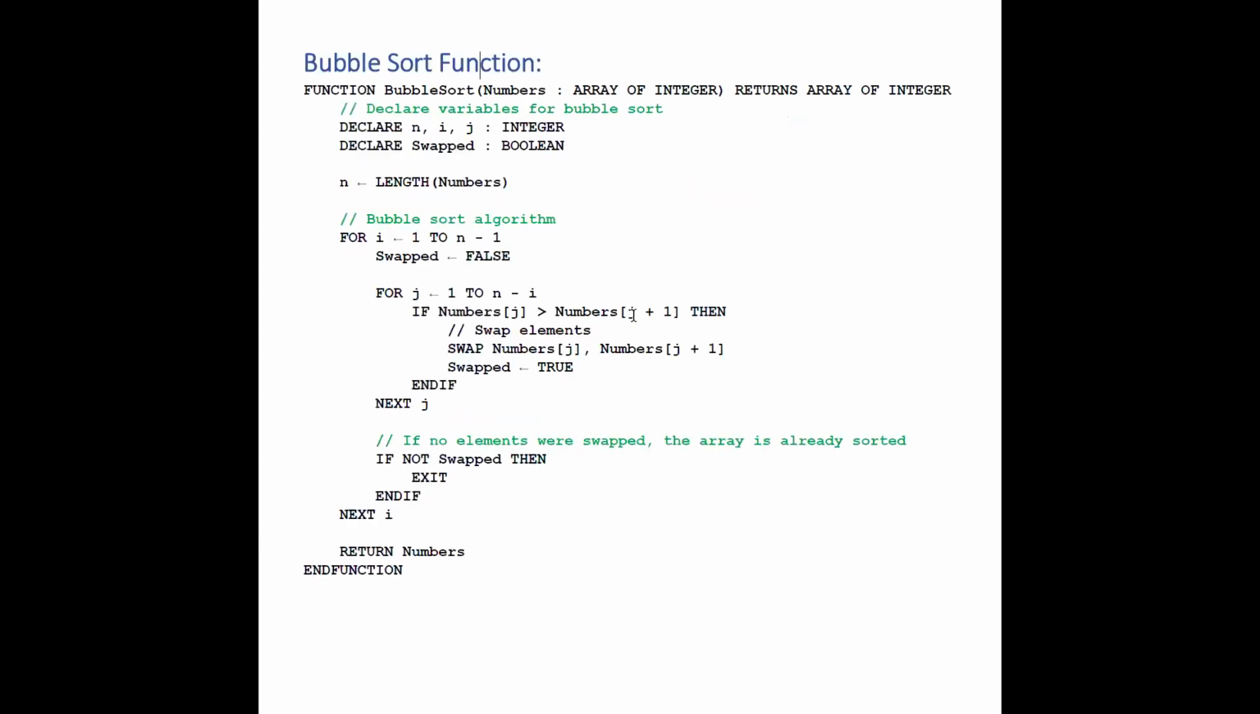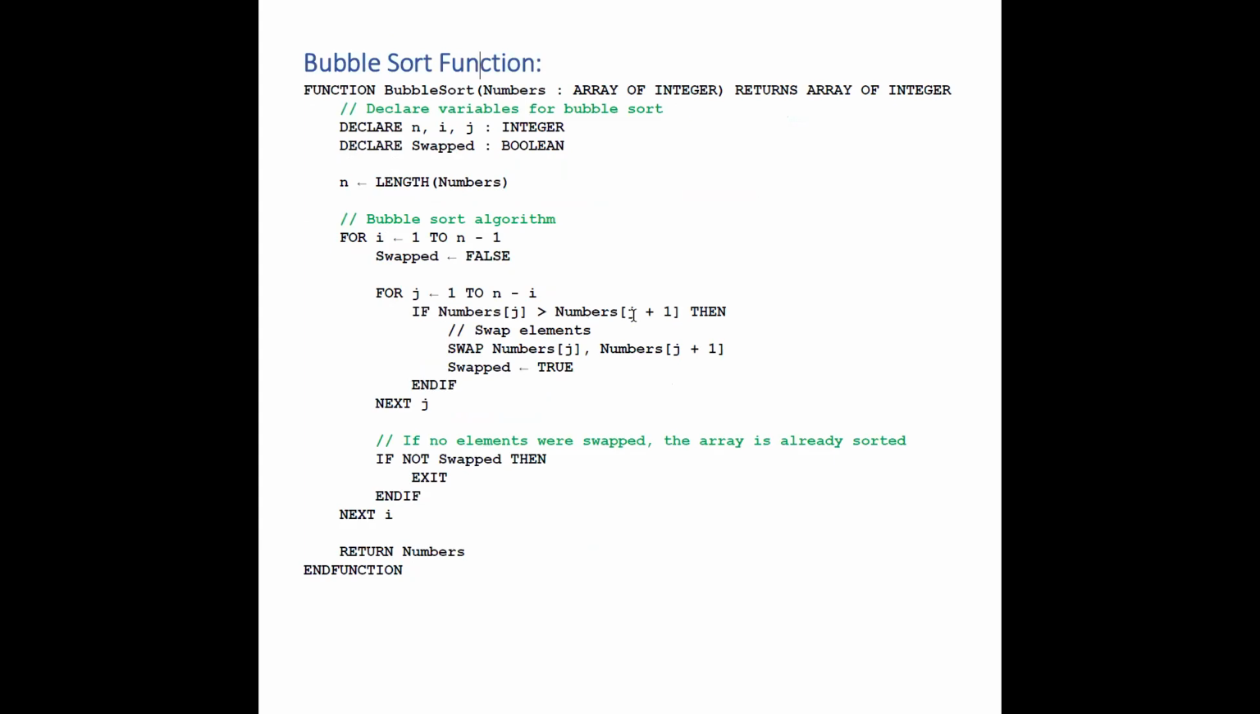Part 2. Bubble sort and insertion sort examples. Now let's examine the time complexities of bubble sort and insertion sort algorithms using pseudocode examples. Bubble sort, time complexity, O of n square. Now check this bubble sort pseudocode function.